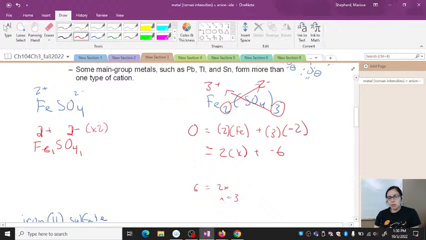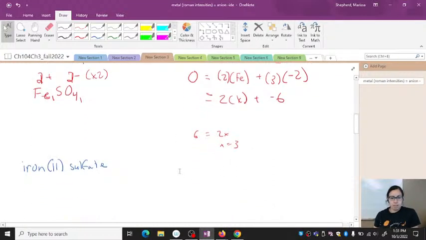But then again, double check yourself. So -2, we have 3 of them, so -2 times 3 is -6. And if this is 3 plus, then 3 times 2 is +6. So 6 plus -6 gives you back 0. Do we all follow on that one? So then it would be iron(3) sulfate.